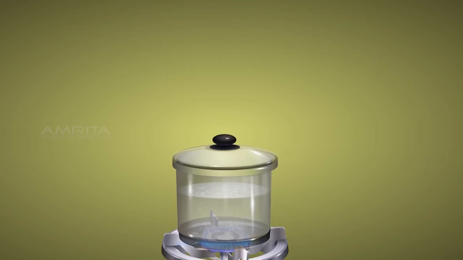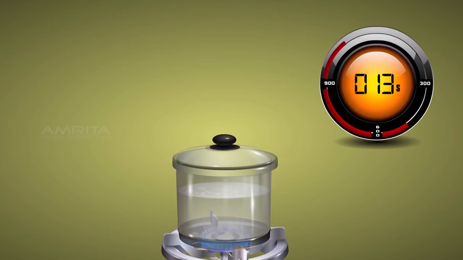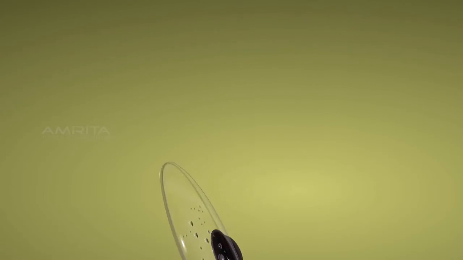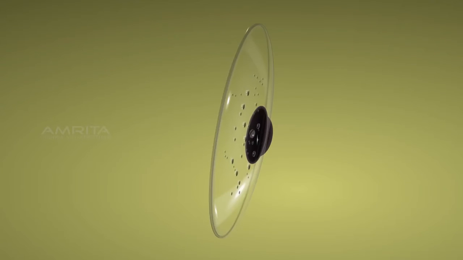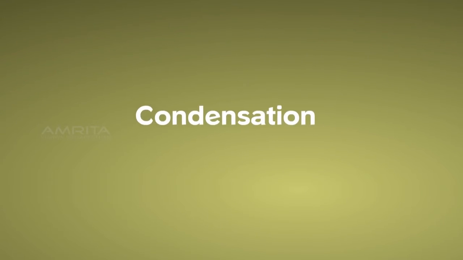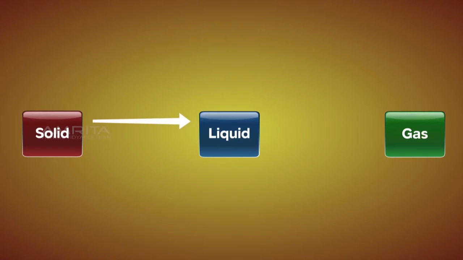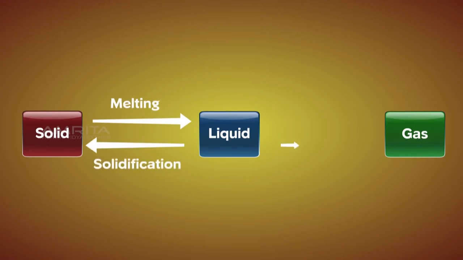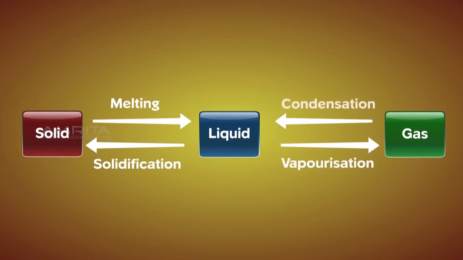Now, close the beaker with the lid and continue heating. After some time, you will observe droplets of water accumulated on the surface of the lid. Such a process is called condensation. During condensation, vaporized particles are accumulated and form liquid. We have already learned melting, solidification, vaporization, and condensation.